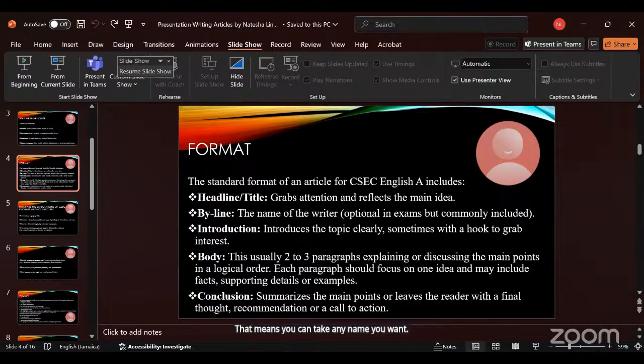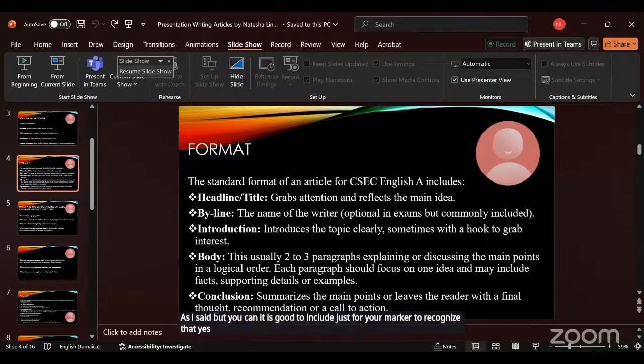You can write any name you want. You can write your real name, or you can use a pseudonym, meaning you write a made-up name. Nothing is wrong with that. That's what the byline is. It's optional, as said, but it is good to include it just for your marker to recognize that yes, this student really knows the format of the article and is not just guessing the format.